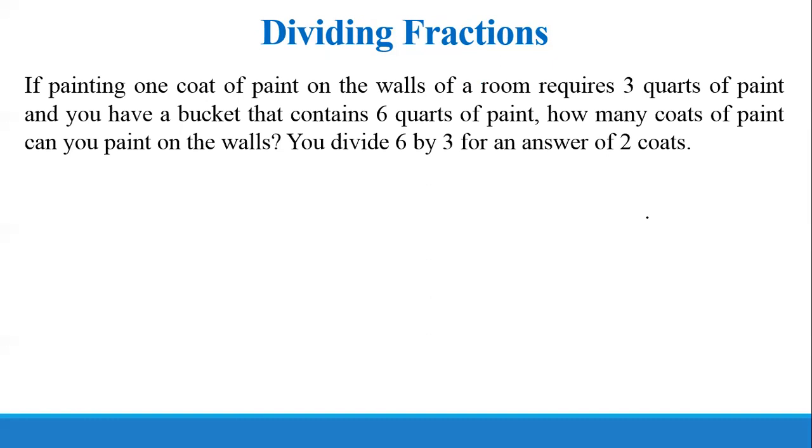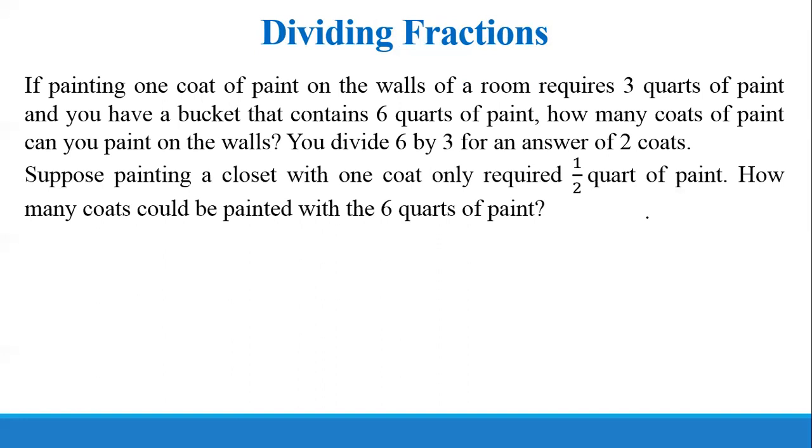Okay? So, you divide 6 by 3 for an answer of 2 coats. And there will also be times when you need to divide by a fraction. Suppose painting a closet with one coat only required 1/2 quart of paint. How many coats could be painted with the 6 quarts of paint? So, to find the answer, what do you need to do? You need to divide 6 by the fraction, which is 1/2.